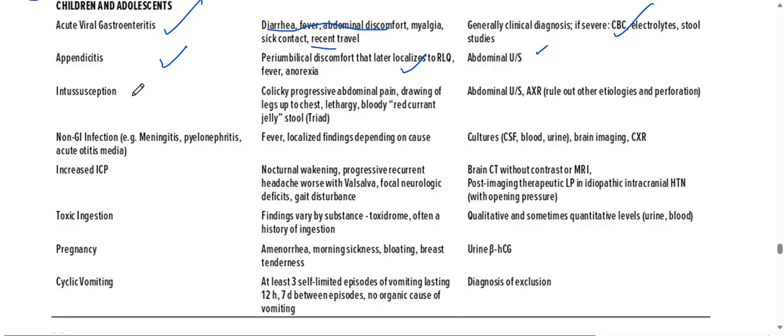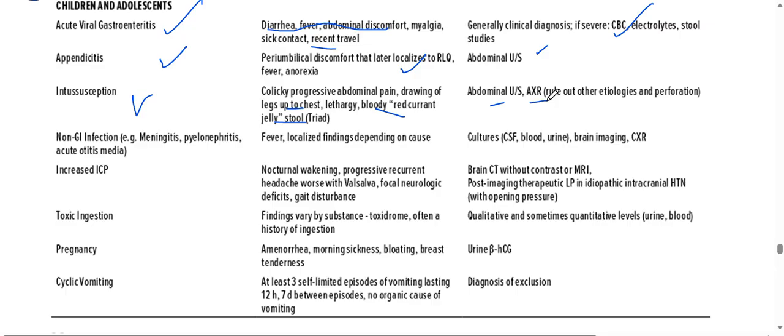Next, intussusception. Colicky, progressive abdominal pain, the child draws legs up to the chest. There will be lethargy, bloody, red currant jelly stool. If you see the words red currant jelly stool in the stem, and the child presenting with vomiting, tummy pain, excessive crying, and bloody stool, always remember the diagnosis: intussusception.